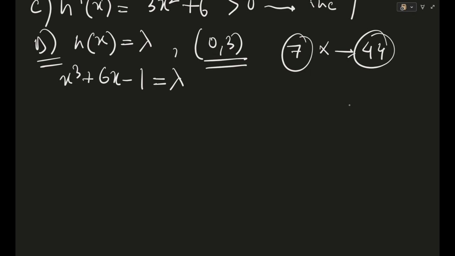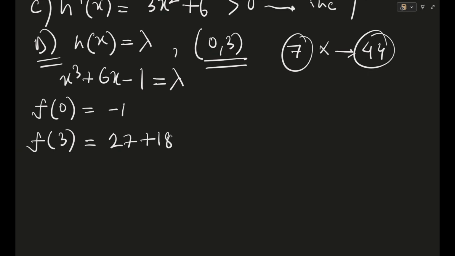Okay, I will explain. So basically, this is our equation x cube plus 6x minus 1 equal to lambda. And now they have said that this has a solution in 0 to 3. Okay. So our first duty is to find out f of 0 and f of 3. So f of 0 is coming out to be, I guess, minus 1, and f of 3 will come out to be 3 cubed is 27, plus 6 times 3 is 18, minus 1. So this is coming out to be 44.